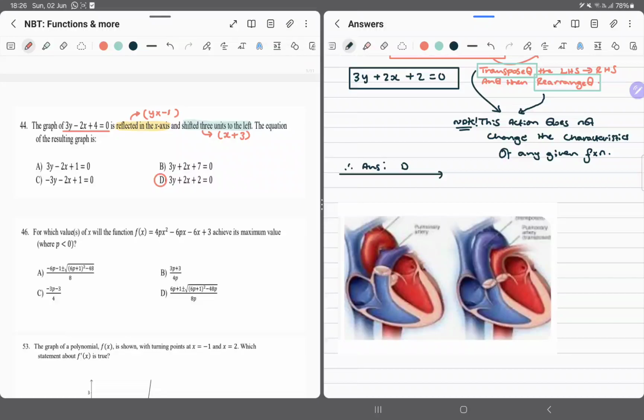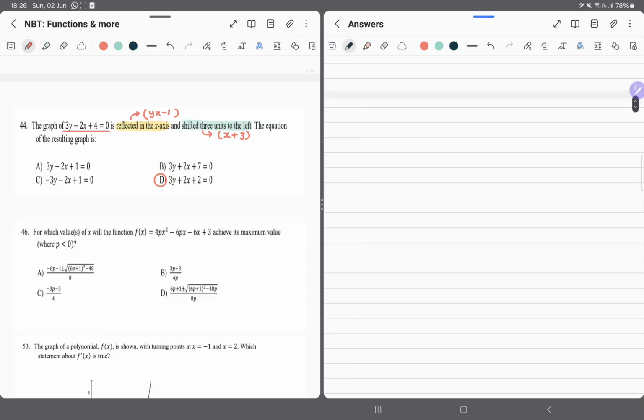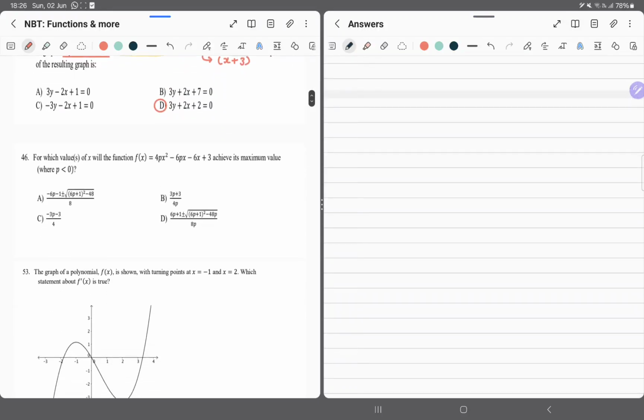All right, guys, that was just to give you a little bit more. Obviously, that example is the weirdest you can come across. Anyway, let's go to 46. 46, we are given a question: on which value of x will this function achieve its maximum value, where p is less than 0?